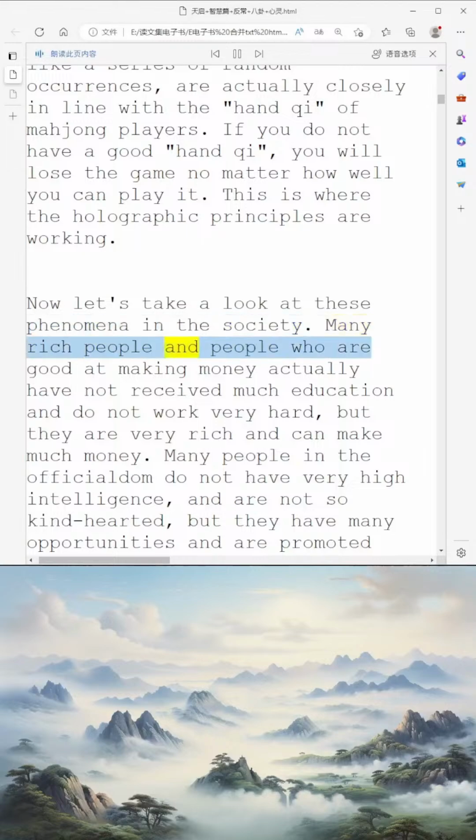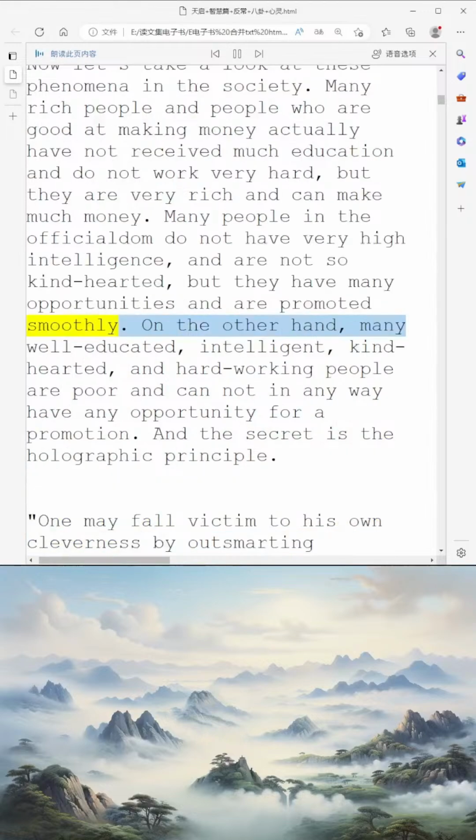Many rich people and people who are good at making money actually have not received much education and do not work very hard, but they are very rich and can make much money. Many people in the officialdom do not have very high intelligence and are not so kind-hearted, but they have many opportunities and are promoted smoothly. On the other hand, many well-educated, intelligent, kind-hearted, and hardworking people are poor and cannot in any way have any opportunity for a promotion. And the secret is the holographic principle.